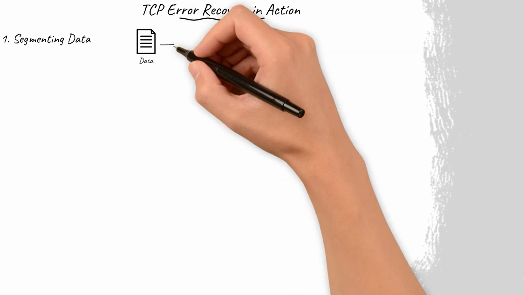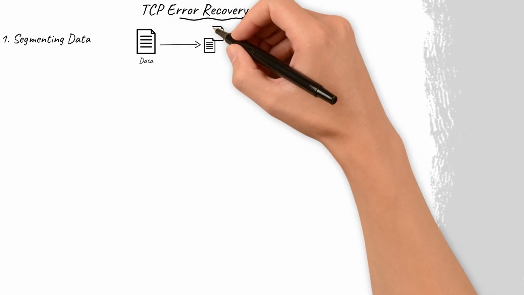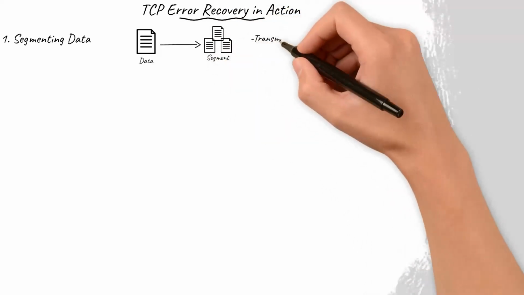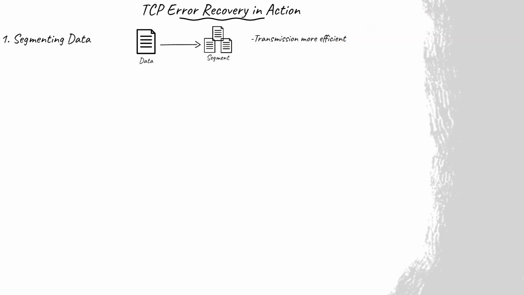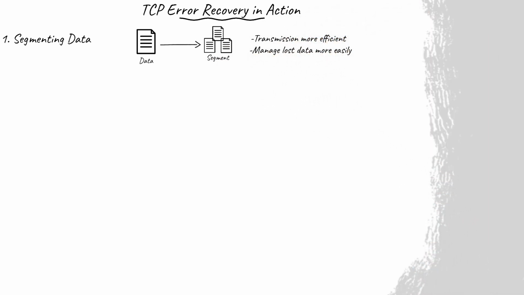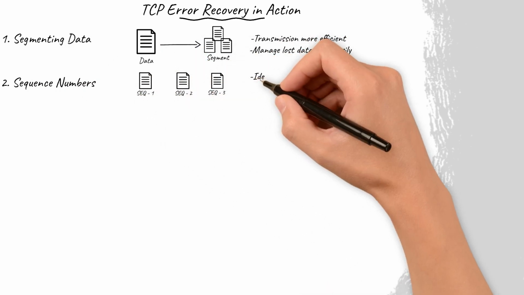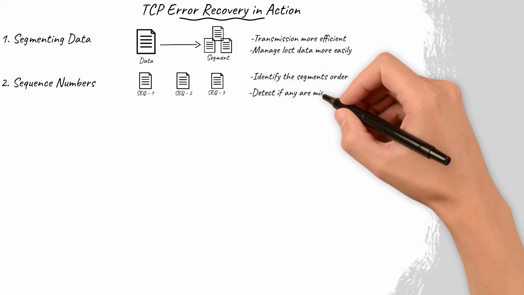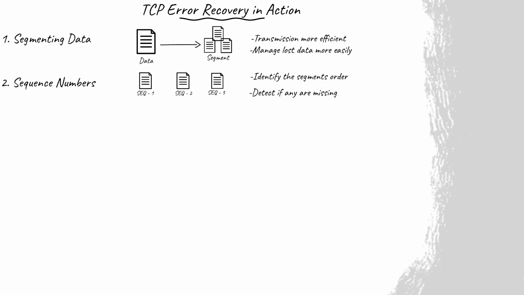Before sending data, TCP breaks large chunks of data into smaller pieces called segments. This makes transmission more efficient and allows TCP to manage lost or corrupted data more easily. Each segment gets a unique sequence number in its header. This helps the receiver identify the order of the segments and detect if any are missing during transmission. Without sequence numbers, the receiver wouldn't know how to put the data back together properly.